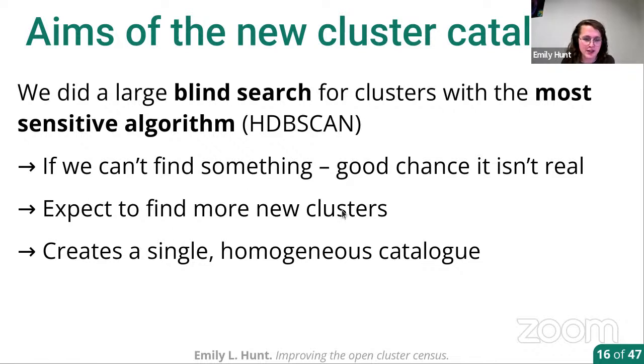We can also expect to find more new clusters with this work because we're doing such a big blind search. And then finally, the big advantage as well is that we get to create one single homogeneous catalogue, where we use the same algorithm on homogeneous data to try and detect things, and give people this big end product homogeneous catalogue to use in the literature for some of these really cool science use cases.